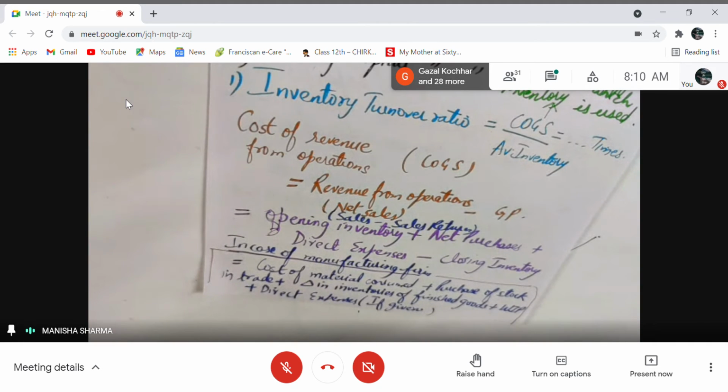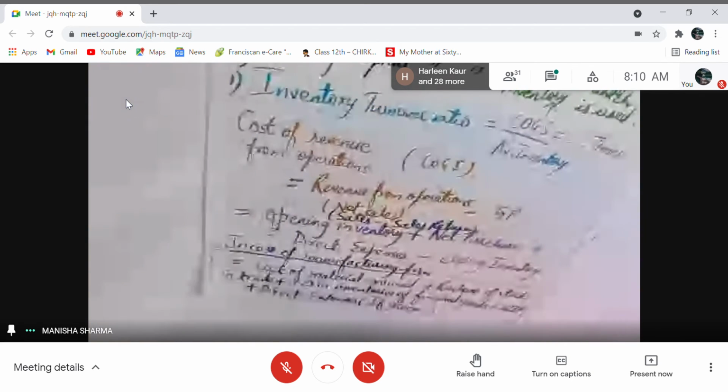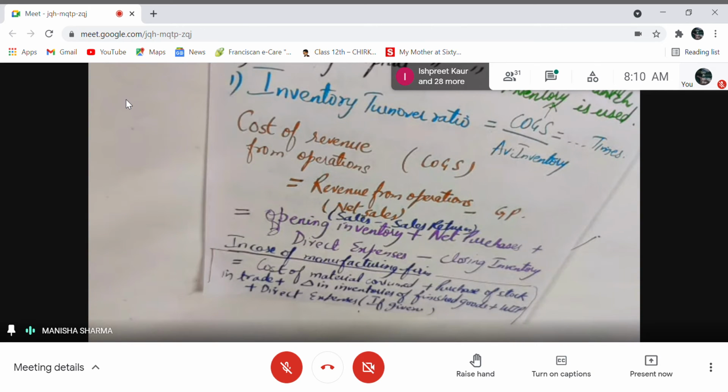Now, who will tell me what is COGS or cost of revenue from operations? Do you recall it from class 11th? We did COGS in class 11th. Who will tell me? I want a new name, not Haleen. I want Ananya. Can you tell me what is COGS? Ananya, what is COGS? Yes, ma'am. What is cost of goods sold equal to? Ma'am, cost of goods sold is equal to... Okay, who will tell me? Harsheen?